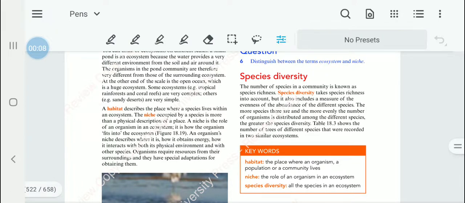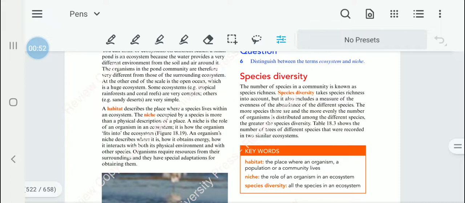The species diversity of a certain ecosystem is the number of species in a community. That is going to be identified as the species richness. So when you take species richness into account, species diversity is what we are talking about. That means if there are 25 different species in a community, then the richness is 25. You put a number. So when you take that into account, you get species diversity.